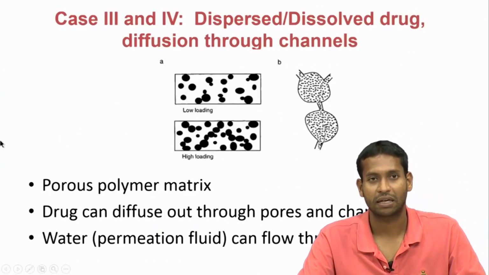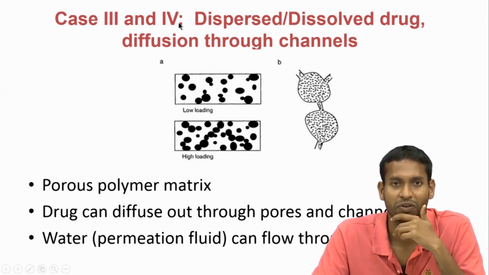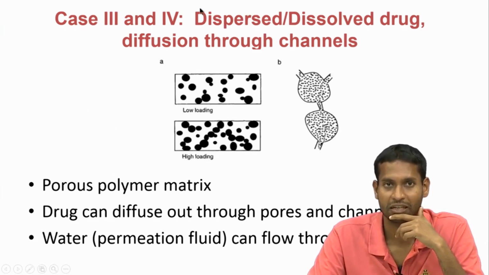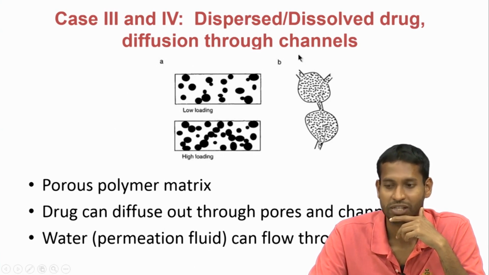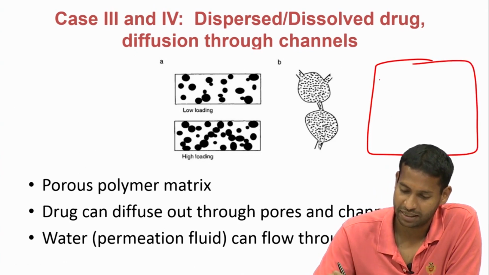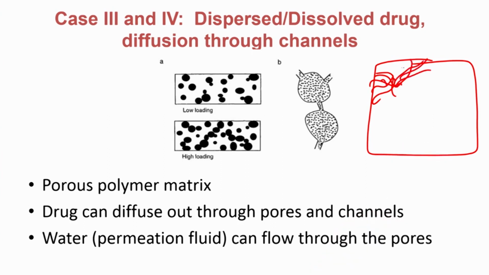Okay, so let us look at the other 2 cases of the non-erodible system. Case 3 and case 4 are very similar to what we have already discussed. These could be dispersed and dissolved, case 3 and case 4 respectively, and the drug diffuses through channels. What we are saying now is, at the time of formation, there are always some defects in the device. Maybe the polymeric chains are fairly close, but there are always areas where the amount of polymeric chain might be lower.